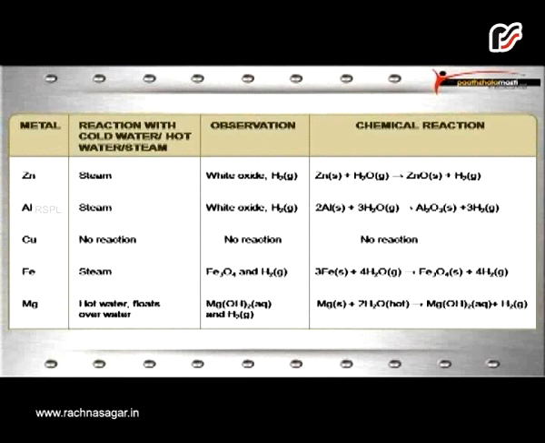The reason is that copper is less reactive than hydrogen. It cannot displace hydrogen from water. Iron reacts only with steam and it forms Fe3O4 and hydrogen. Fe3O4 is a double oxide. It consists of iron 2 oxide and iron 3 oxide.